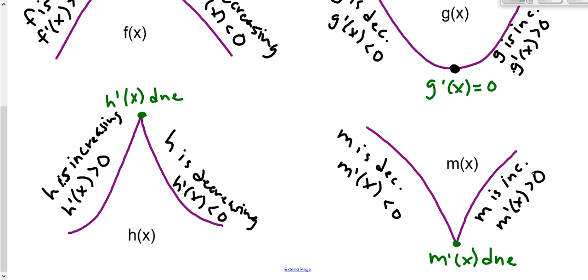Now maybe this seems kind of obvious to you, but it's very important and foundational to what we're about to do that we understand the relationships between these. If a function's increasing, its derivative is positive. If a function's decreasing, its derivative is negative. If a function has a local maximum, then it changes from increasing to decreasing. If a function has a local minimum, then it changes from decreasing to increasing. Very, very, very important.